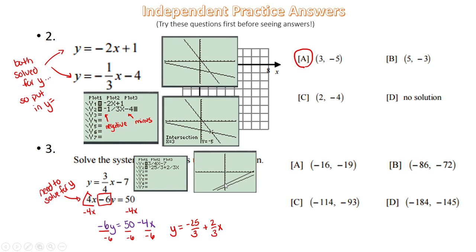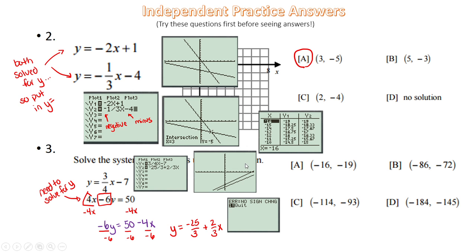Now, this doesn't show you the answer because it doesn't show you where they cross on the graph. If we were to do that, we would get an error. So we would have to rely on our table. And relying on our table, we would check all these negative numbers until we see the one that matches. The first one that comes up is negative 16, and you see a match at negative 19. So you know that's your answer.